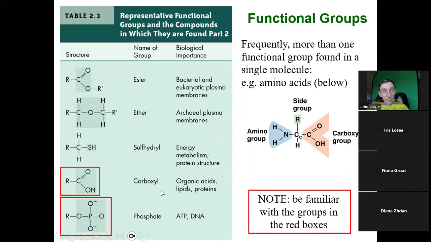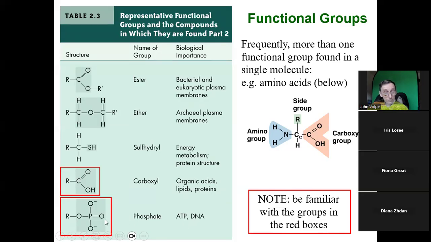The carboxyl group, also a functional group, is CO with two covalent chemical bonds, and then an OH group, or COOH. Carboxyl group, found in organic acids, found in lipids, found in amino acids and proteins. And then the phosphate group, the last functional group we're going to talk about, found in ATP, DNA, RNA.